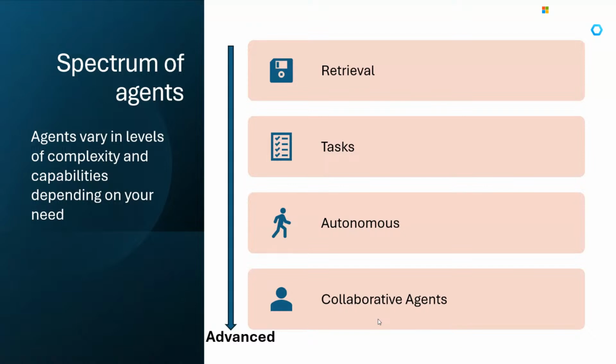And then we have autonomous agents and collaborative agents. Collaborative agents are a more advanced set of agents which perform complex tasks by working with multiple other agents and completing them together. The retrieval and task agents are very simple ones in the spectrum. The autonomous agents are not too complex and also not too simple.